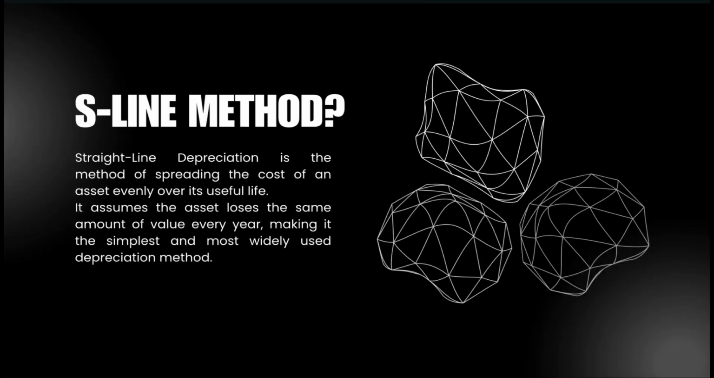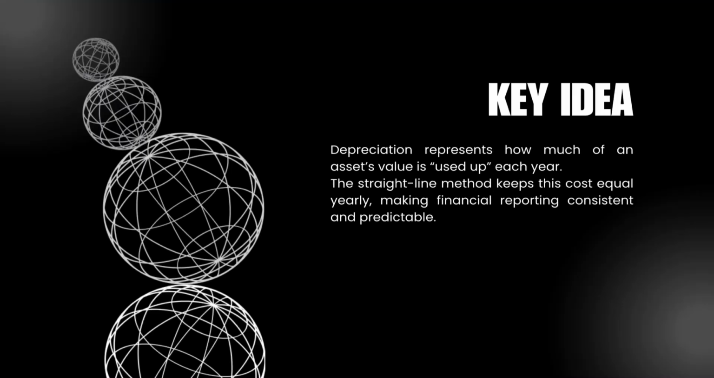So, first, what is the straight line method? Straight line depreciation is the method of spreading the cost of an asset evenly over its useful life. It assumes that the asset loses the same amount of value every year, making it the simplest and most widely used depreciation method. So let's move on to a key idea.